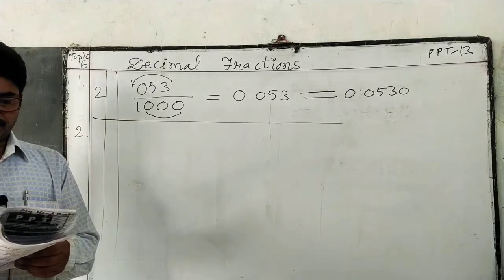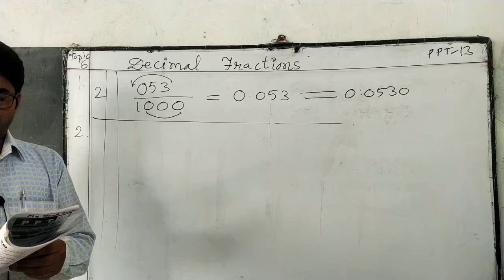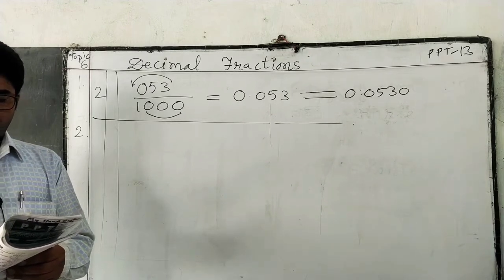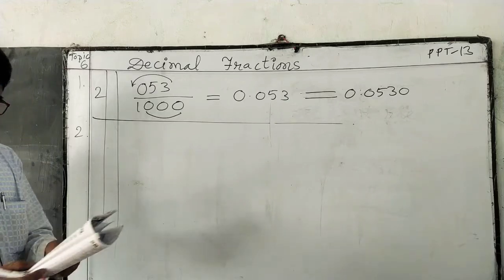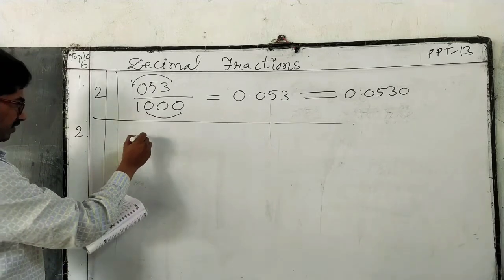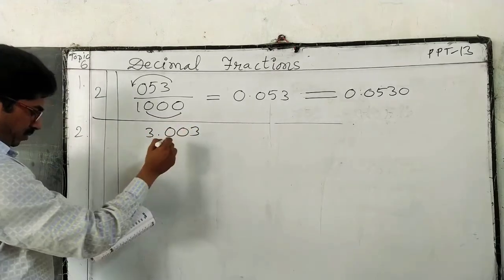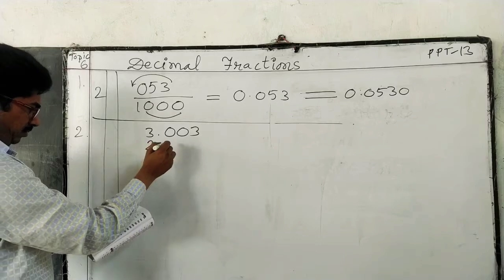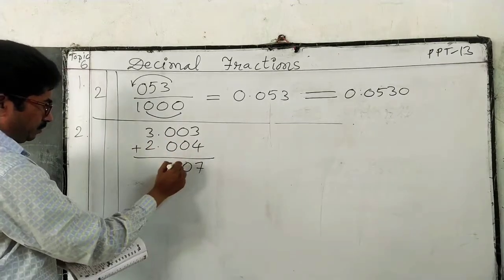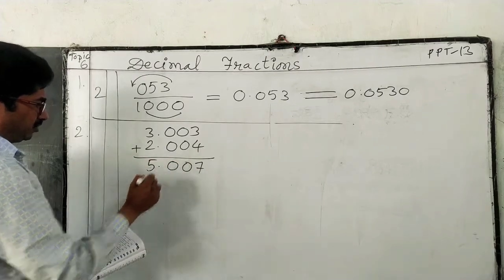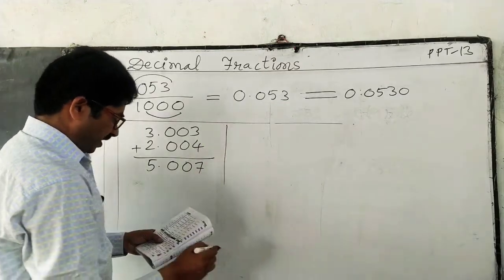Second one, if the difference between the two numbers 3.003 and 2.004 is added to the sum of the above numbers, then the number is. We have to add first these two numbers, 3.003 and 2.004. Sum of these numbers is 5.007. We have to subtract this.